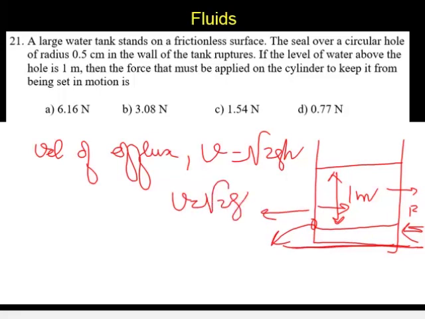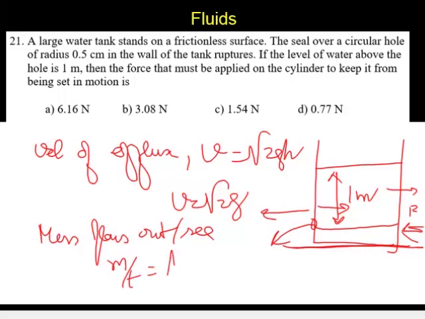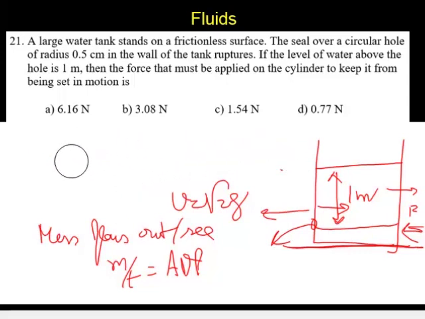Now the mass of the water flowing out per second, m by t, we can say is going to be area of cross section into velocity into rho. Here the area of cross section is pi r square. Since we are calculating these two quantities, velocity of efflux and mass going out per second, now we can calculate the force. Force is equal to mass into acceleration.